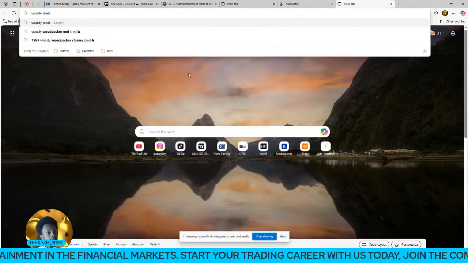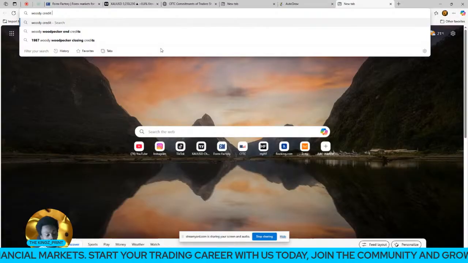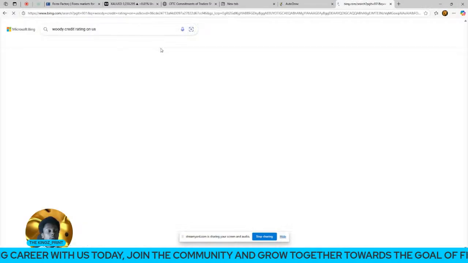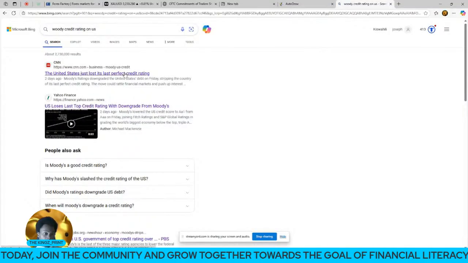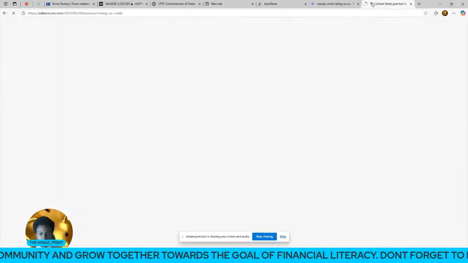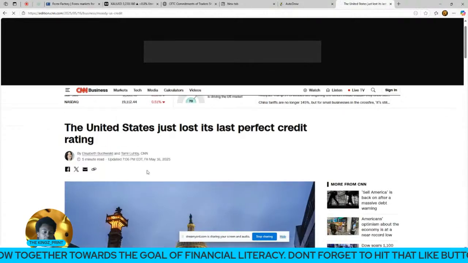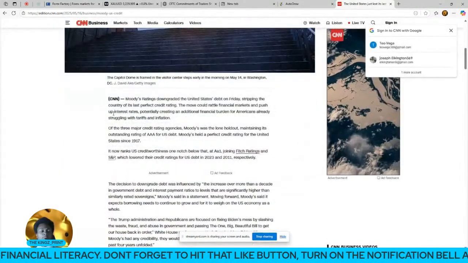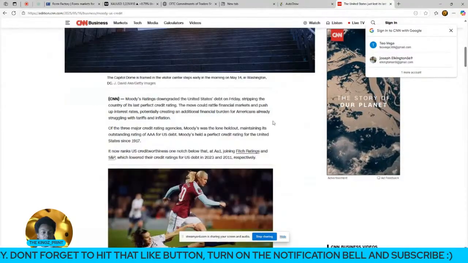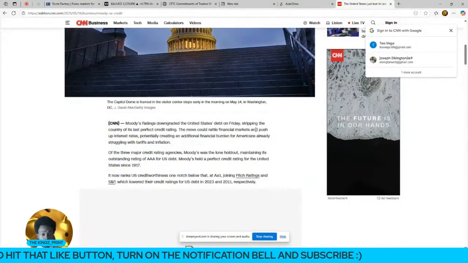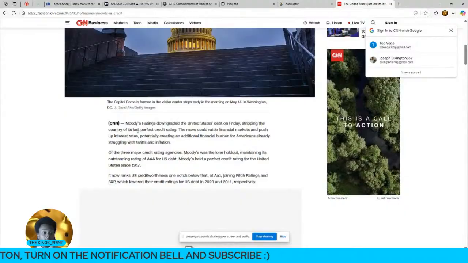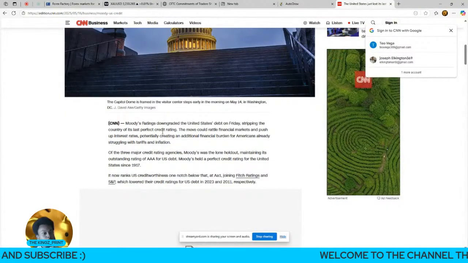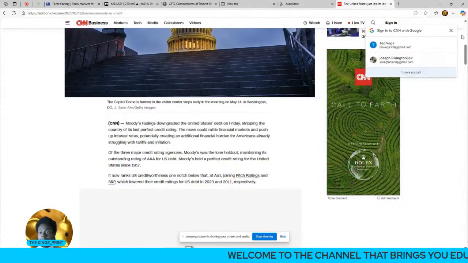So, Moody's credit rating. Okay, so this is something that we did see, and it's the rhythm within the noise. This is just noise. So apparently, Moody's has downgraded the United States debt on Friday, which was last Friday, stripping the country of its last perfect credit rating. The move could rattle financial markets and push up interest rates, potentially creating additional blah blah blah yada yada yada.